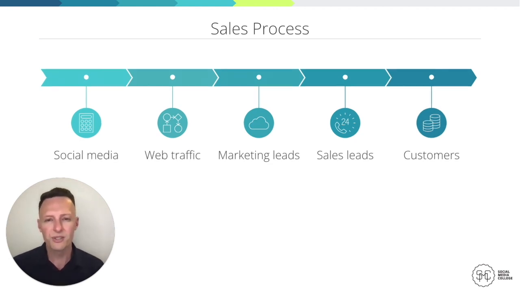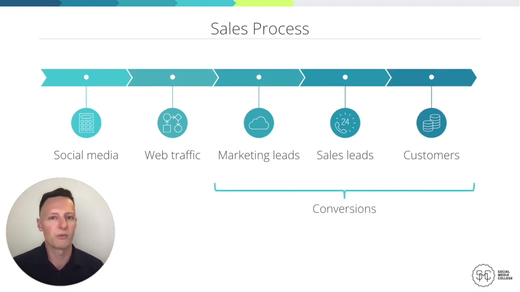Now, you'll hear us use the term conversions quite regularly. What is a conversion? A conversion is any action that people take. So that could be downloading an ebook, which is an example already used, starting a free trial, booking an appointment with you, any type of action.